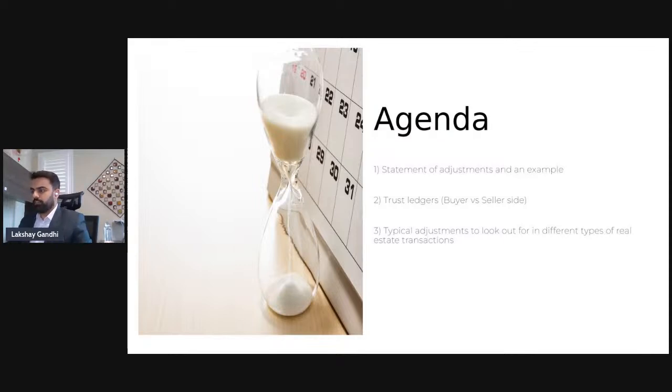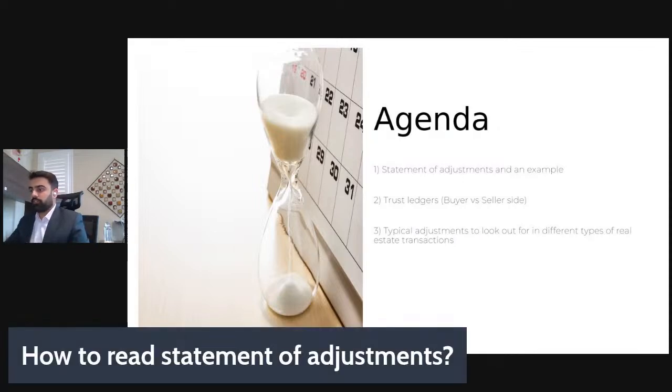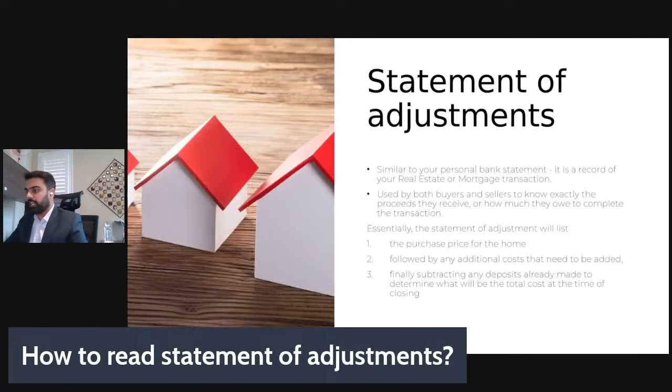So what is a statement of adjustment? For those of you who don't know, it is similar to a bank statement. It is a record of your real estate as well as mortgage transaction if you're in a refinance deal, and it is used by both buyers and sellers to determine how much they owe at the time of closing. Essentially, the statement of adjustment will highlight your purchase price, followed by any additional costs related to land transfer tax, title insurance, and any utilities adjustments that might be subject to the transaction. And finally, it will also highlight any deposits as a buyer that you'll be making towards the transaction.